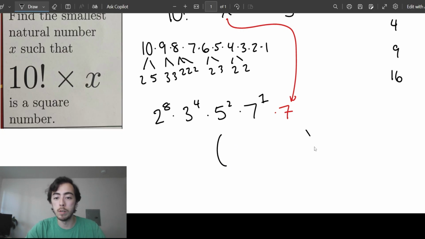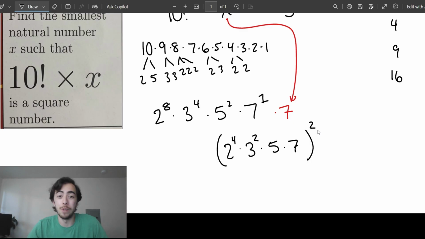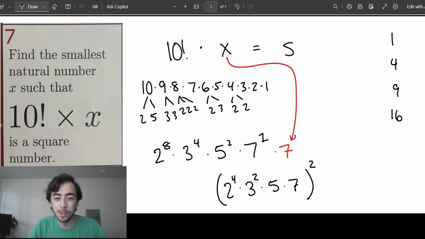And I know it is a square number because it is 2 to the 4th times 3 squared times 5 times 7 all squared, whatever that is. Don't know these numbers, but I do know that it does check out. So there's my solution. Maybe you can figure out what these numbers are if you really want to, but I think I've solved the problem enough.